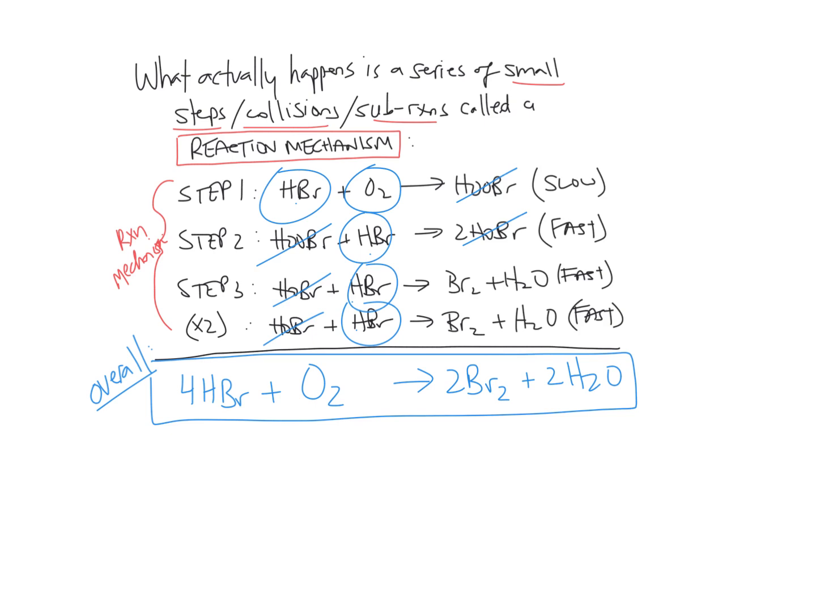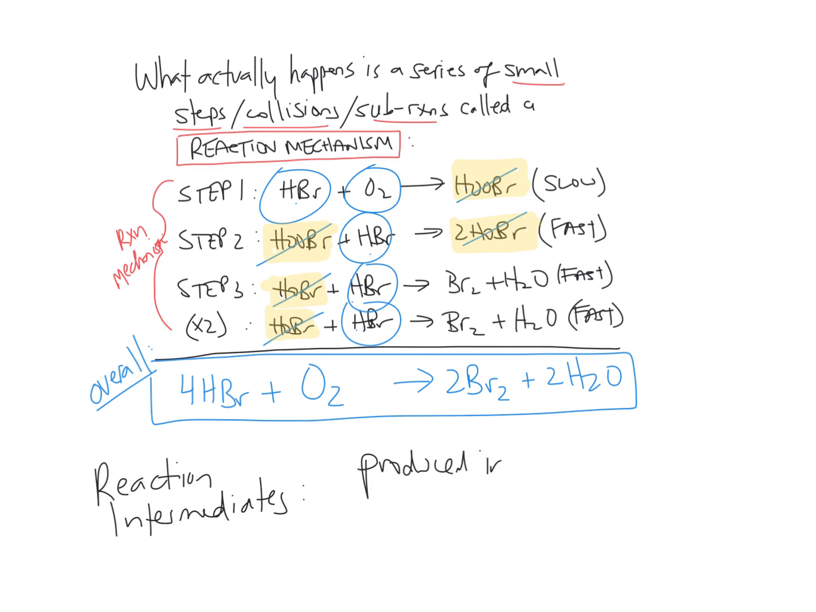So I'm going to highlight in yellow what we call reaction intermediates. One of them is this HOOBr species, and another one is this HOBr species. And there's 1 of them on the right and 2 of them on the left, like this, okay? So these are what we call reaction intermediates. They are produced in one step, and then they're consumed in a subsequent step.